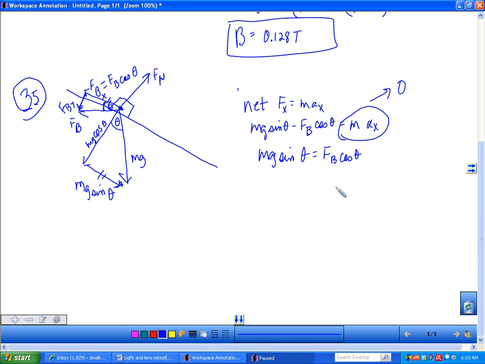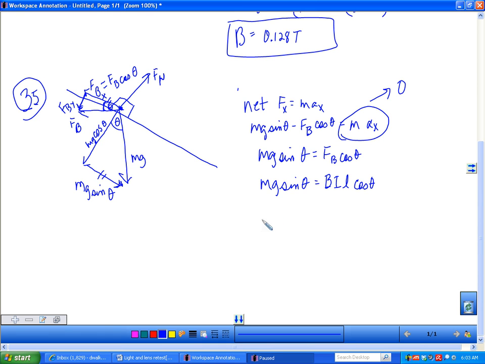So I can say that mg sine theta, okay, the magnetic force is going to be BIL cosine theta. And they're asking me to solve for the current, so let's see what I know.